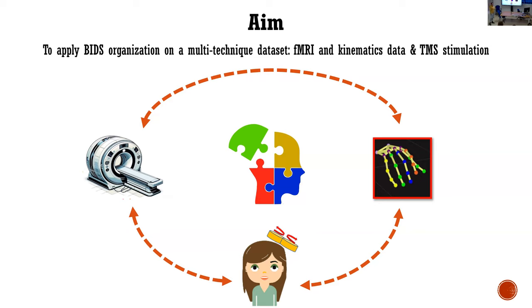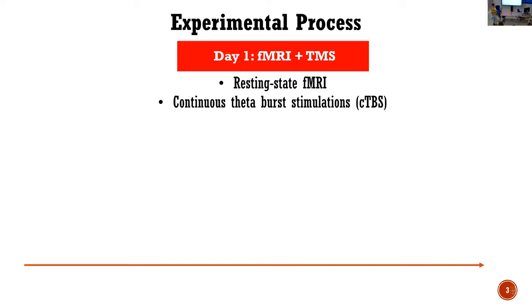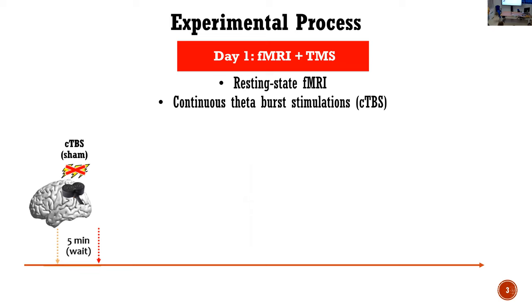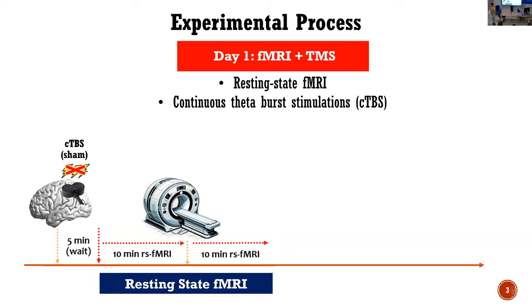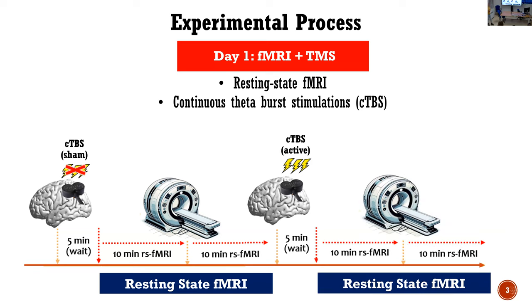Just briefly, I will now introduce my experiment, to make you understand why it was needed to transform my dataset. Each participant performed the experiment in 2 days. During the first day, we collected the resting state fMRI data and we employed TMS stimulation. As a timeline, each participant started with a sham stimulation at the beginning and then performed two runs of resting state inside the scanner. After that, they performed active stimulation and also underwent two runs of resting state in the scanner after the active stimulation. So let's say that the first runs will be the pre-stimulation brain activity and the second two will be the post-stimulation brain activity.